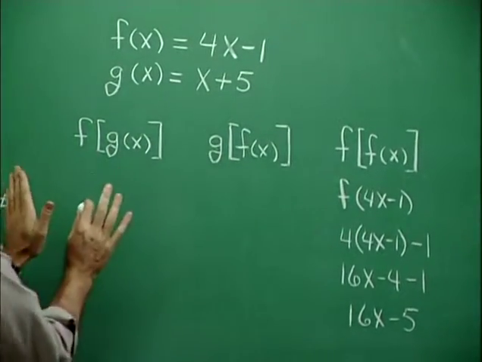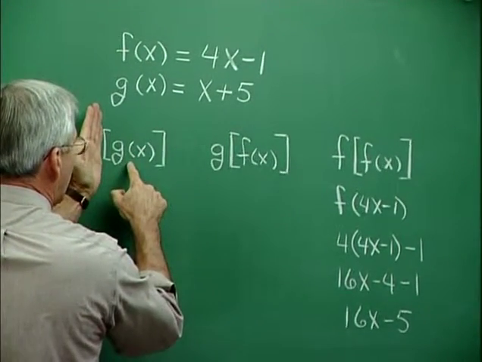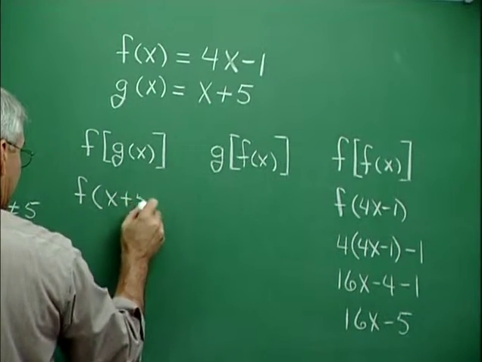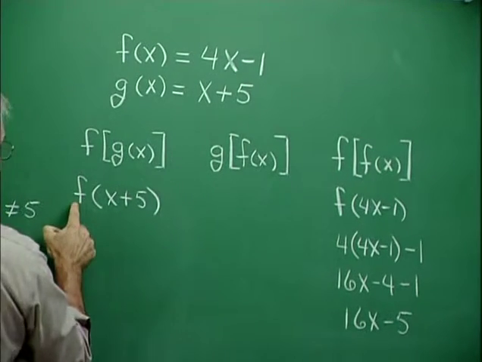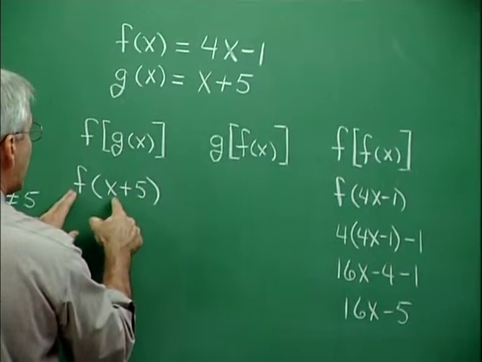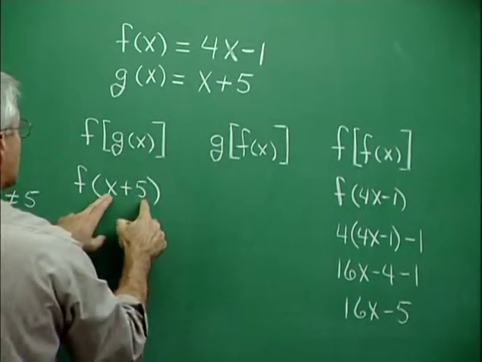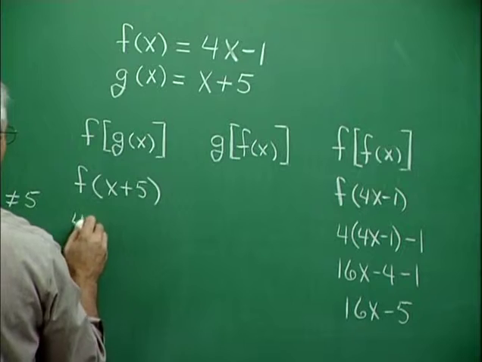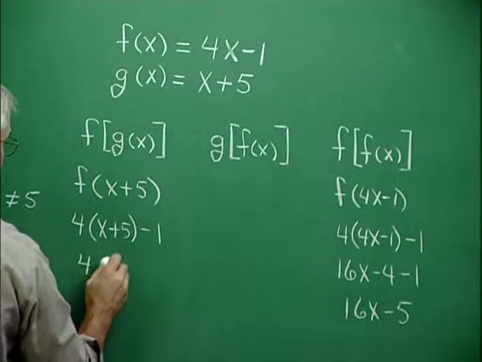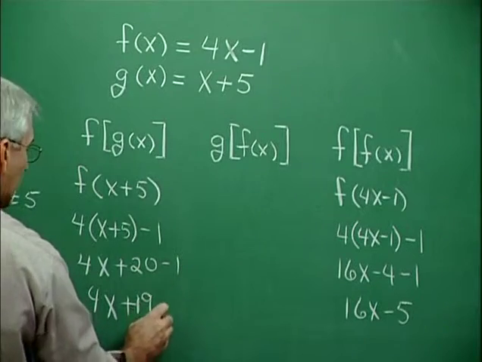Now, let's just kind of go through with the bracket notation here. Working inside the bracket, we would replace g of x with the expression for g of x. So this would be f of x plus 5. Now, this says in the f function, replace the x with x plus 5. So instead of 4x minus 1, it's 4 times binomial minus 1. So 4 times x plus 5 minus 1. And then we would clean this up a little bit. 4x plus 20 minus 1, 4x plus 19. All right, so that's the idea.